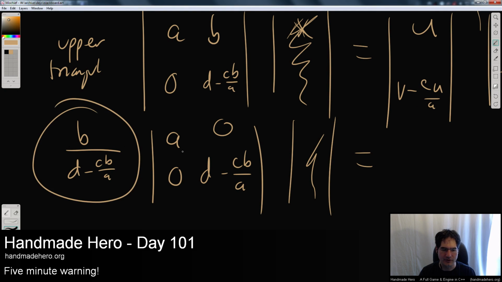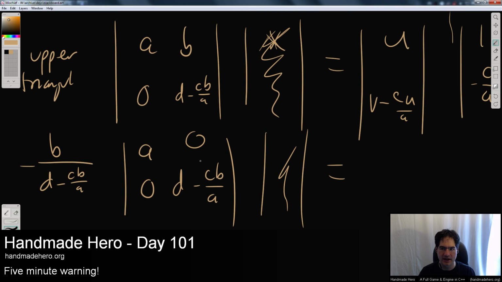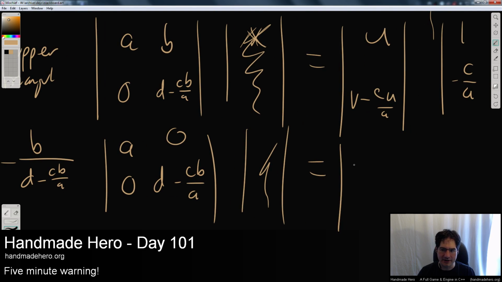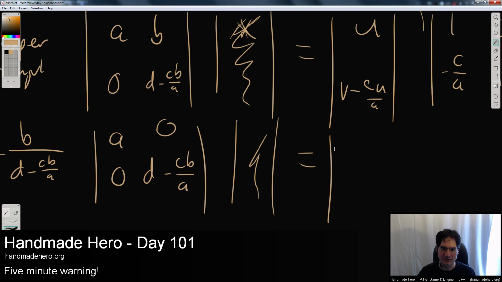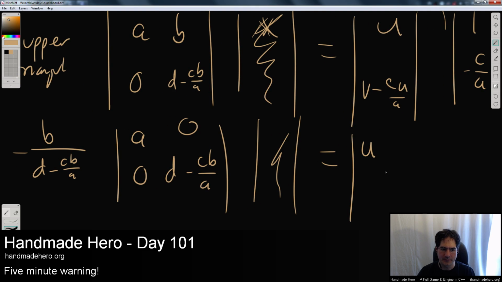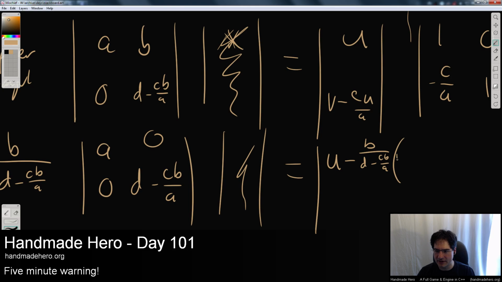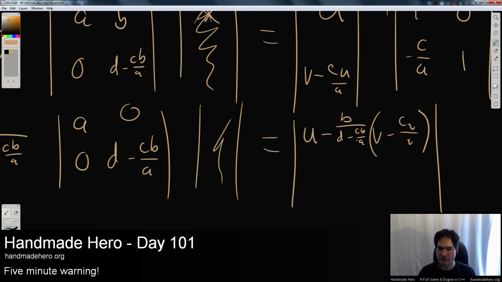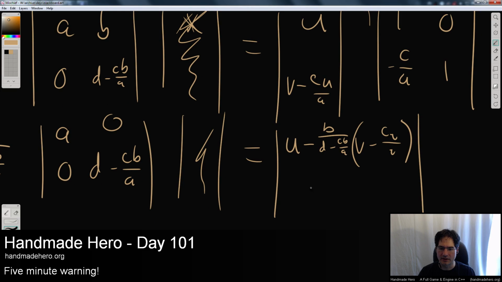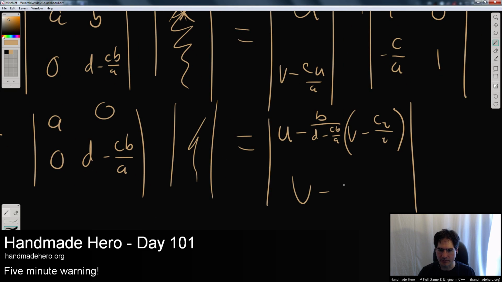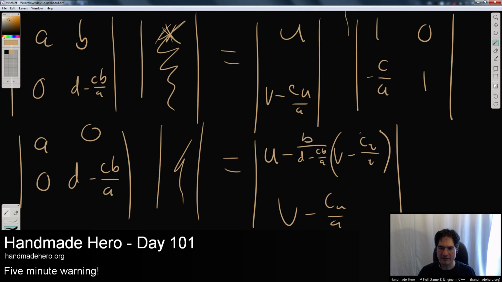That was the coefficient that we were using, right? Negative that. I have to take that and add it up here. So I would end up with, and it's a little bit ridiculous, but I would end up with u minus b over d minus cb over a, times v minus cu over a. That's what I would end up with. Again, this term would be the same down here. So that's the solve.